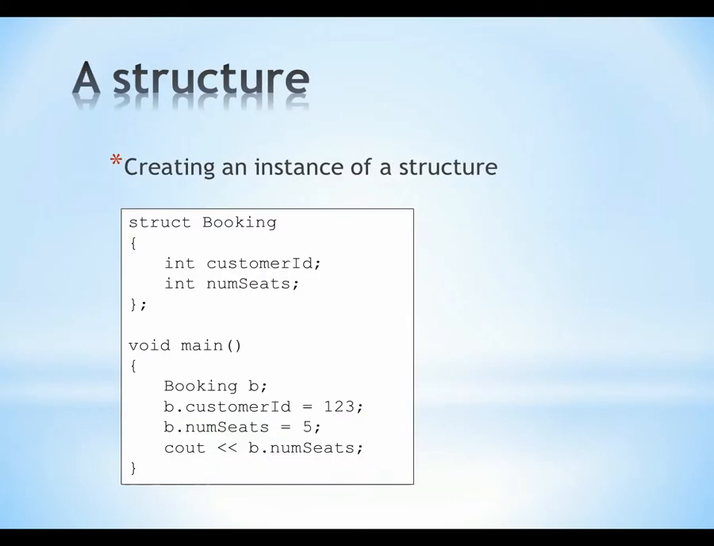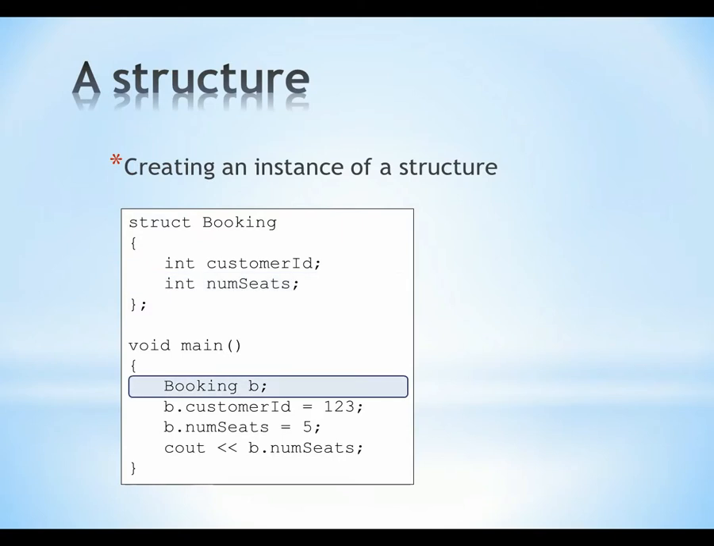So to create an instance of a structure, first we must declare the structure. And this particular example has two fields within the struct, customerID and num_seats. Don't forget the semicolon after the closing brace for the struct.